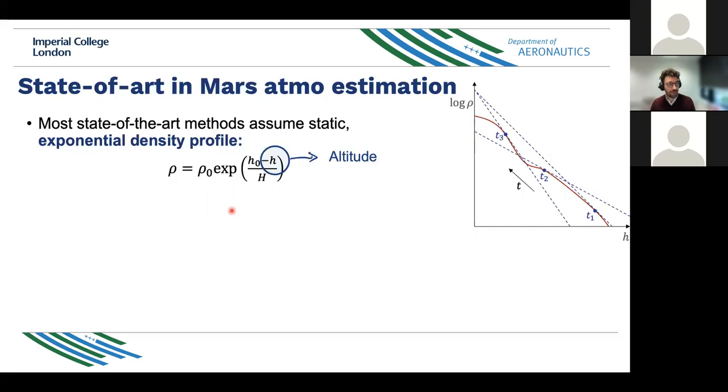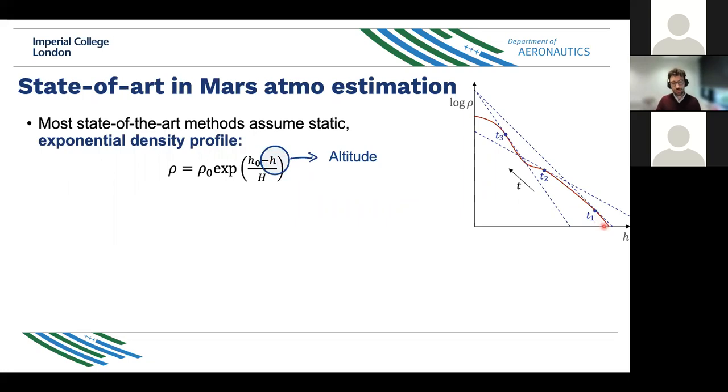So current state-of-the-art methods for the estimation of the atmosphere at Mars usually rely on the assumption that the profile of the density as a function of altitude is a decreasing exponential. And this comes essentially from hydrostatic equilibrium. And in general, it is a decent model. However, this assumes that the density is only a function of altitude.